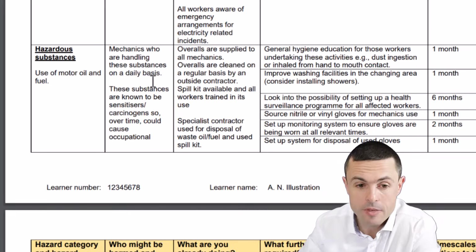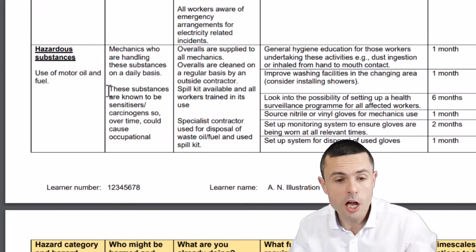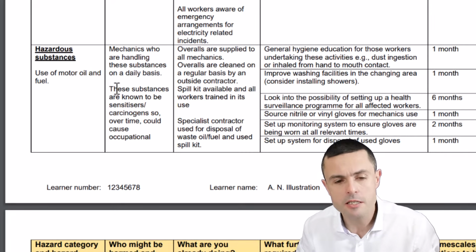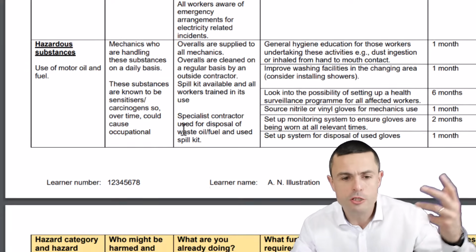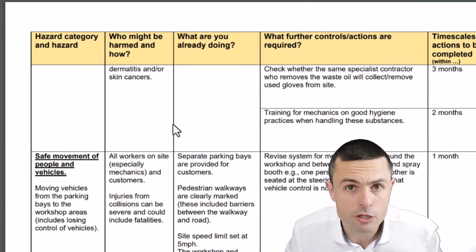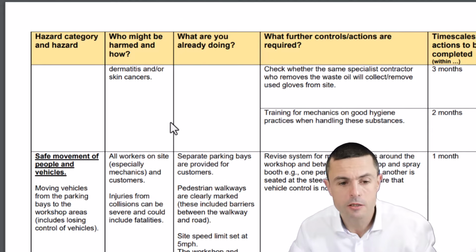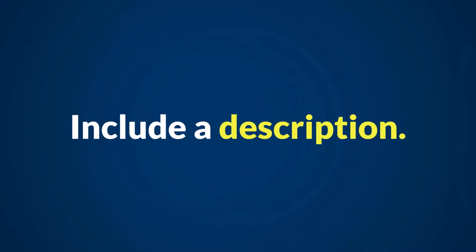So the mechanics can be harmed because they handle it on a daily basis. And then it describes the harm. These substances are known to be sensitizers and carcinogens. So over time, with prolonged gradual exposure, they could develop occupational dermatitis or cancers. All right, so we need a bit of a description there.